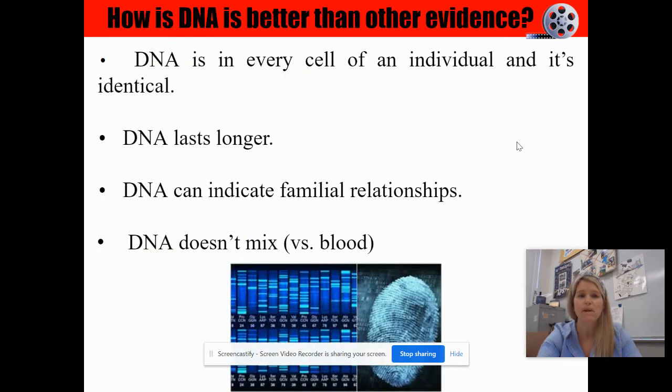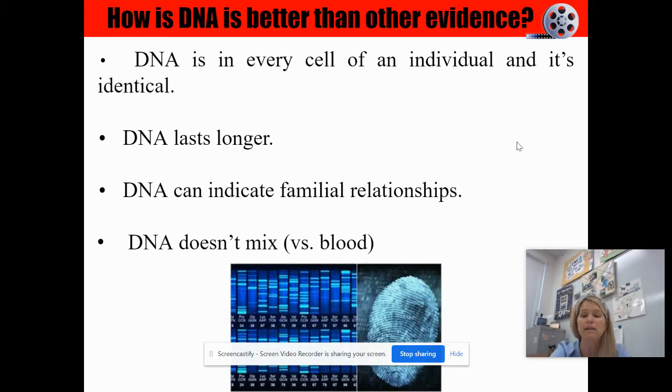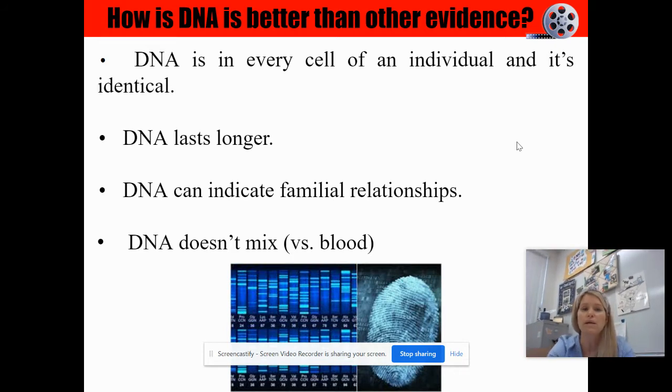All right. So a lot of people say that DNA evidence is better than other evidence, and here's why. So first of all, we have DNA everywhere on us. And now that we can use such small trace amounts of DNA for analysis, it's even more helpful because anytime we touch something, it's Locard's exchange principle that we're going to leave something behind, right?